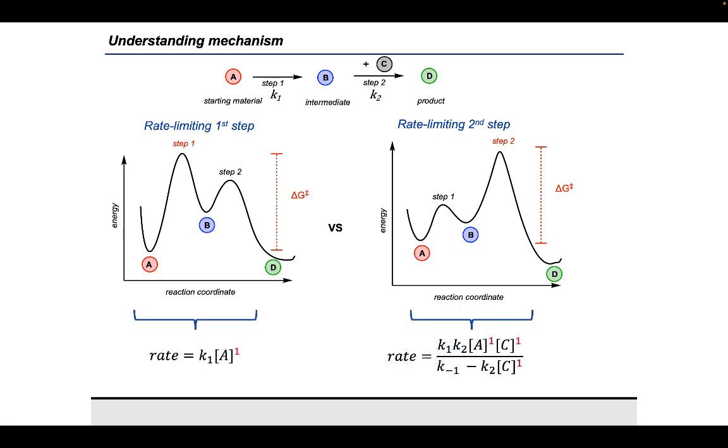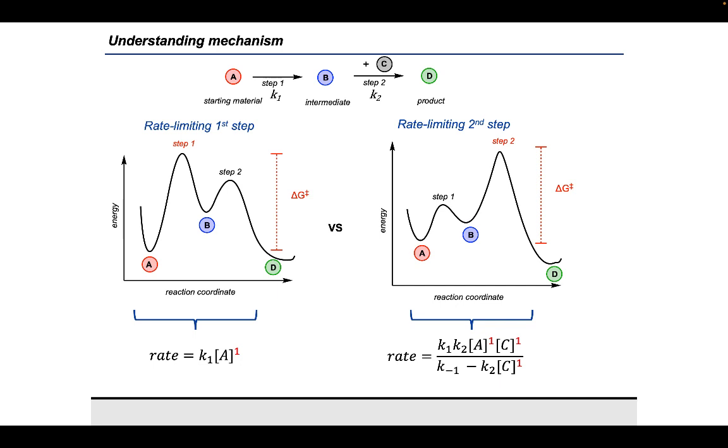Now, in a moment, I'll discuss how to derive rate laws and rate equations for these sorts of mechanistic scenarios. But for now, we can appreciate that the rate laws for both of these mechanisms are distinct. On the left, the first step being rate limiting would necessitate a first order dependence on the concentration of the starting material A. However, in the second mechanistic scenario, we would see an order dependence on C.